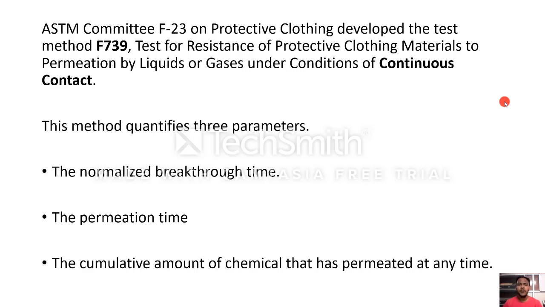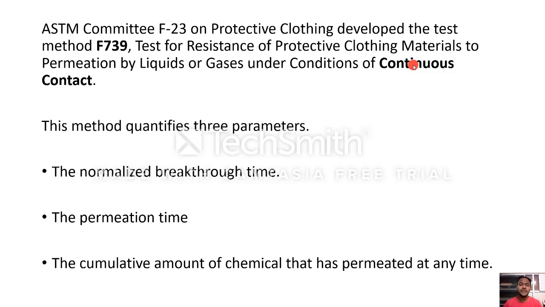Apart from that, there is an important test recommended by ASTM committee F23 on protective clothing. They developed a test method called ASTM F739. This is a test for resistance of protective clothing materials to permeation by liquids or gases under conditions of continuous contact. Here the word is very important. Continuous contact means, on continuous exposure to the chemicals, whether the material is able to sustain that kind of chemical attack. That is very important here.